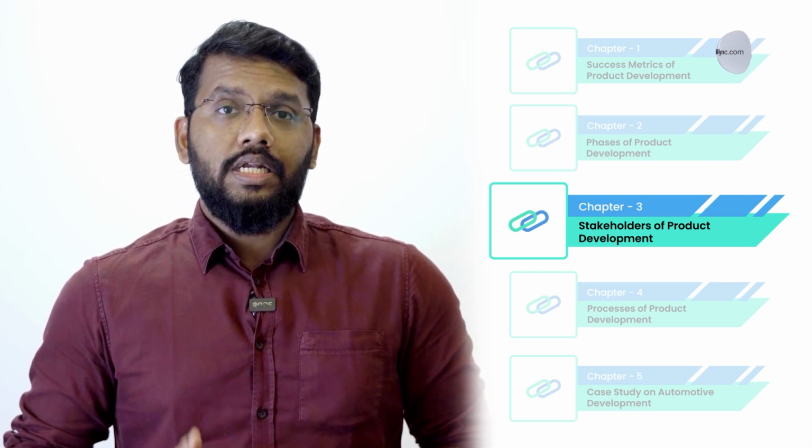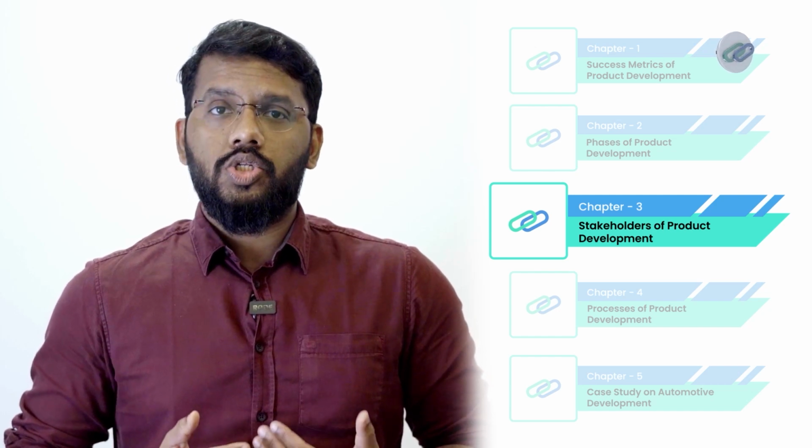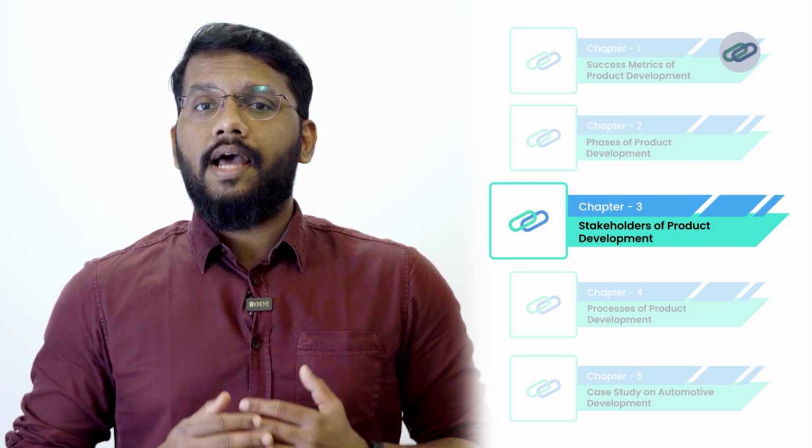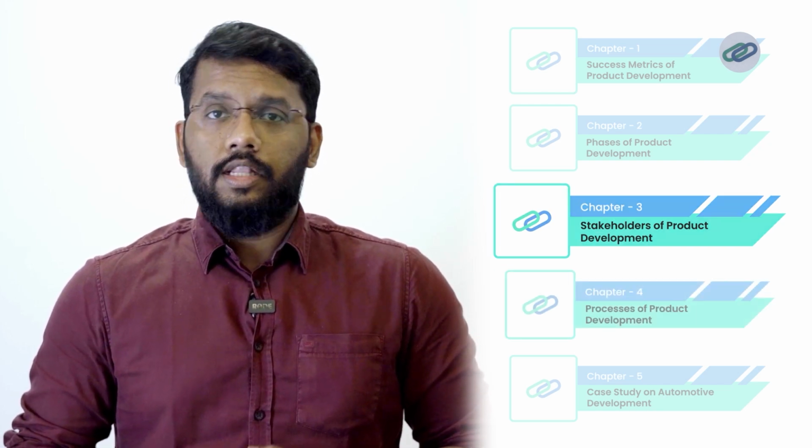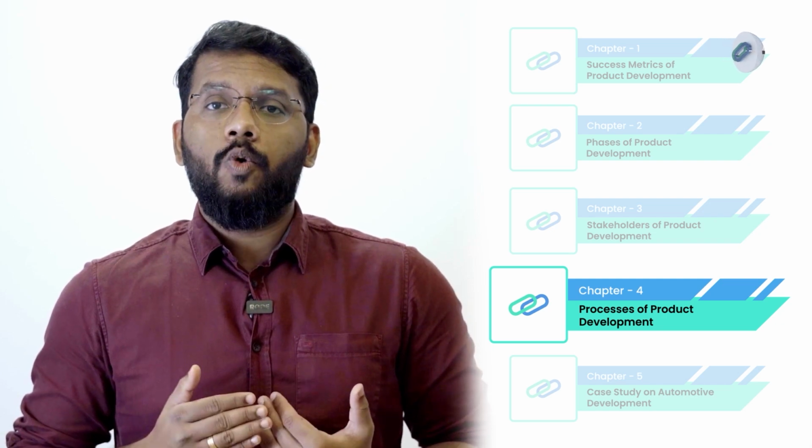In the third chapter, we will identify the stakeholders of product development and their roles, from marketing teams capturing customer needs to design engineers, manufacturing experts, and quality assurance teams. We will explain how collaboration drives success in every stage of product development. In the fourth chapter, we will delve into the processes of product development, introducing you to structured methodologies like mind mapping and sequencing ideas. You will also learn about popular development models such as the V model and how they are tailored to meet specific product and market demands.